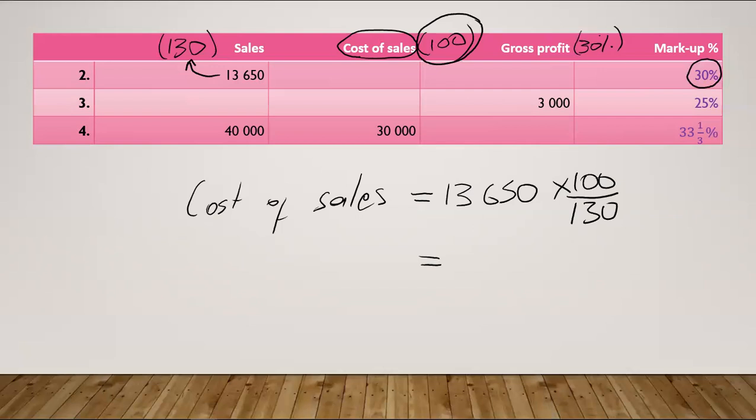My cost of sales figure will be 13,650 multiplied by 100, divided by 130. Cost of sales will be 10,500. Now, if I want gross profit, what I'm going to do is just change this. Instead of multiplying by 100, I will multiply by 30 because I'm looking for gross profit, which is at 30%. And when I do that, it'll give me gross profit as 3,150.